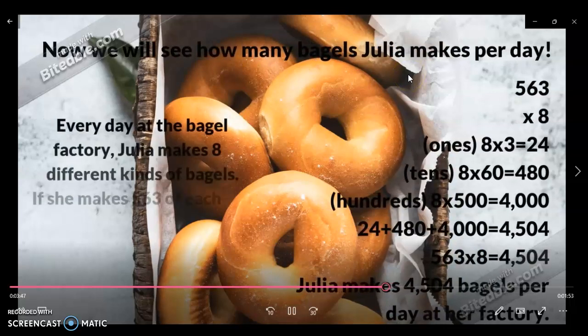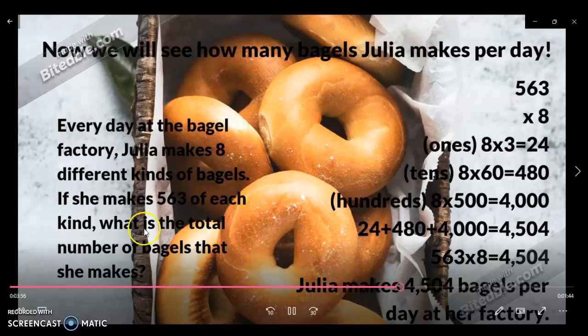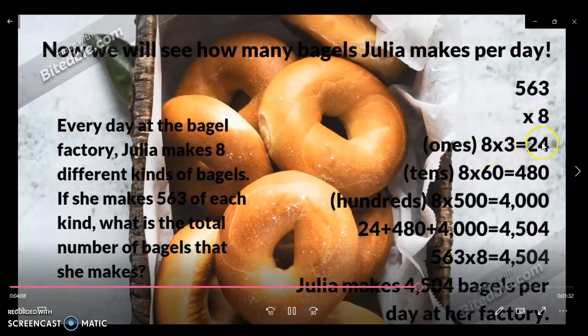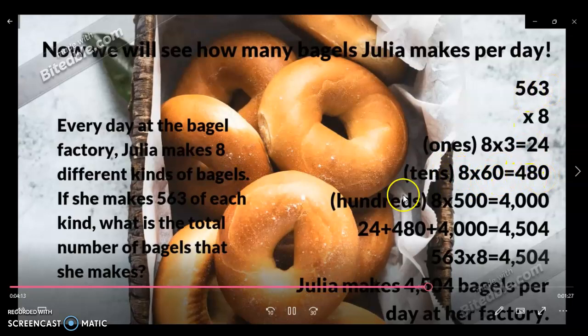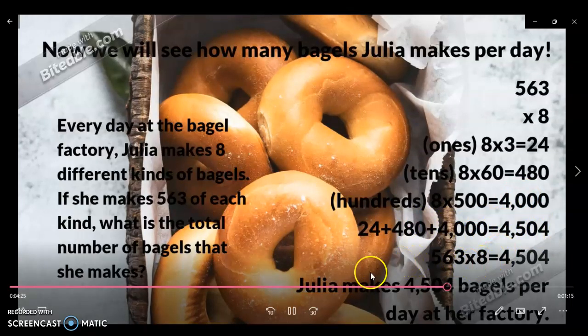Now we'll see how many bagels Julia makes per day. Every day at the bagel factory, Julia makes 8 different kinds of bagels. If she makes 563 of each kind, what is the total number of bagels that she'll make? Again, we have to take that by our ones, tens, and hundreds. So we have 563 times 8. Our ones: 8 times 3 gives us 24. Tens: 8 times 60 gives us 480. Our hundreds: 8 times 500 gives us 4,000. When we add those all together, our total is 4,504. That is how many bagels Julia makes per day at her factory.